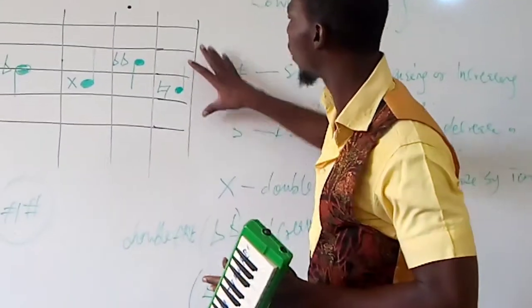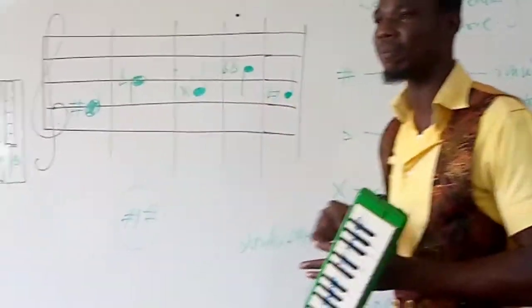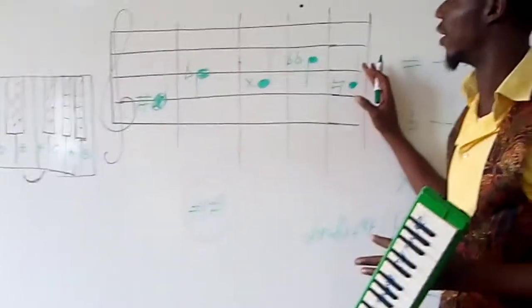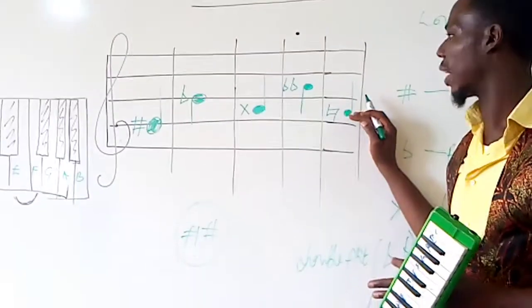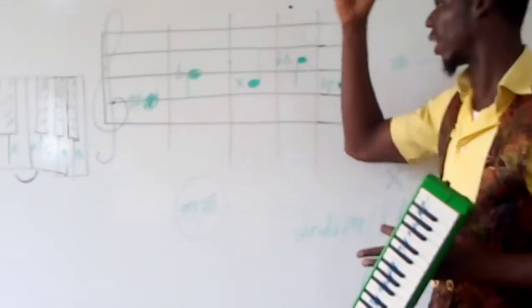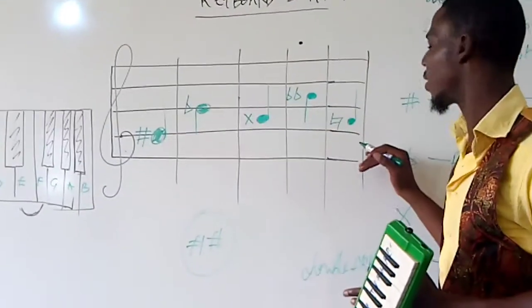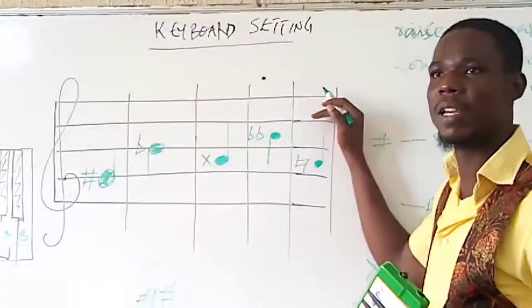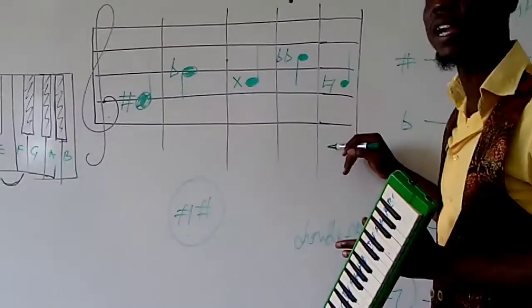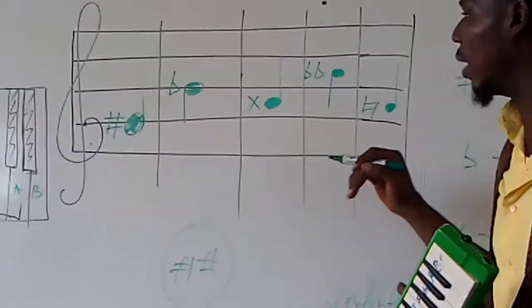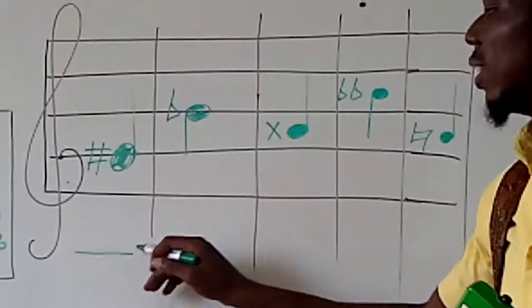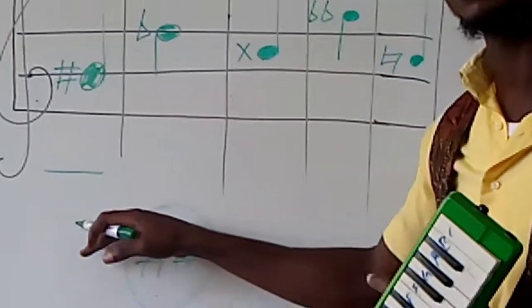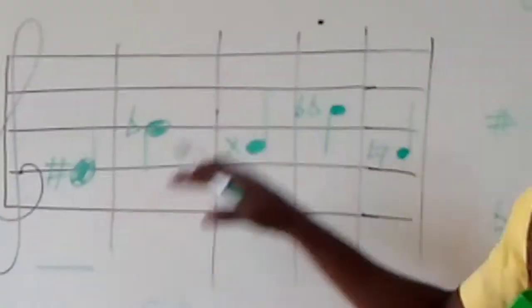Alright, let's look at it using the staff. Now if you look at my staff here, this is a treble staff. Like I said in one of our classes, the staff is counted from the bottom to the top because the notes are arranged according to their pitch. And remember, we have a ledger line, and the essence of the ledger line is to accommodate other notes that will not fit in the staff.